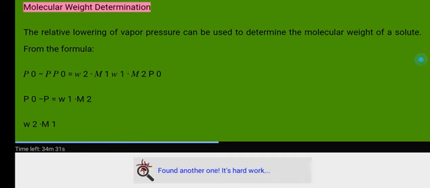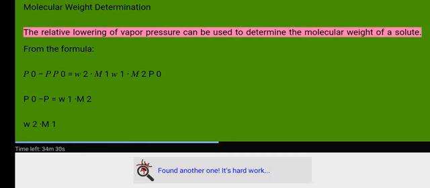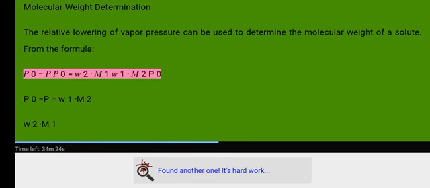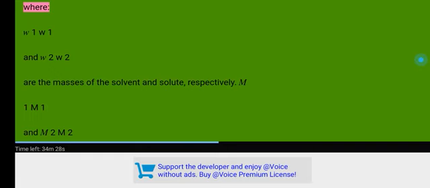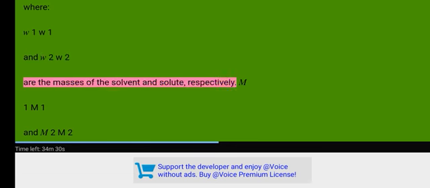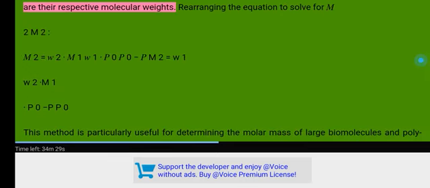Molecular weight determination. The relative lowering of vapor pressure can be used to determine the molecular weight of a solute. From the formula (P0 − P)/P0 = (W2 · M1)/(W1 · M2), where W1 and W2 are the masses of the solvent and solute, respectively, and M1 and M2 are the respective molecular weights. Rearranging the equation to solve for M2.